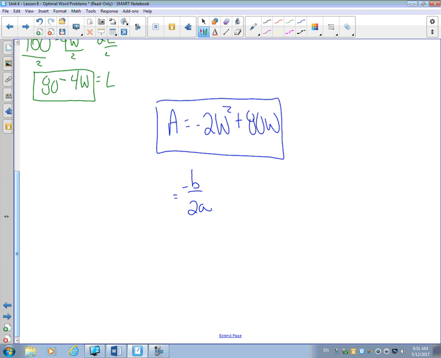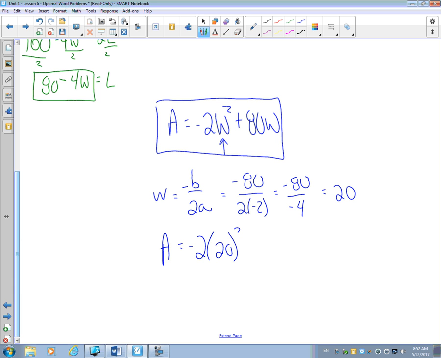It's standard form, but I don't have x equals. I have w's. So I have to use w equals negative b over 2a, or in our case, negative 80 over 2 times negative 2, which gives me 20. And once I know W, I can plug that back in. My area will be negative 2 times W squared plus 80 times W, which if I calculate, comes out to 800. And I got my solution.